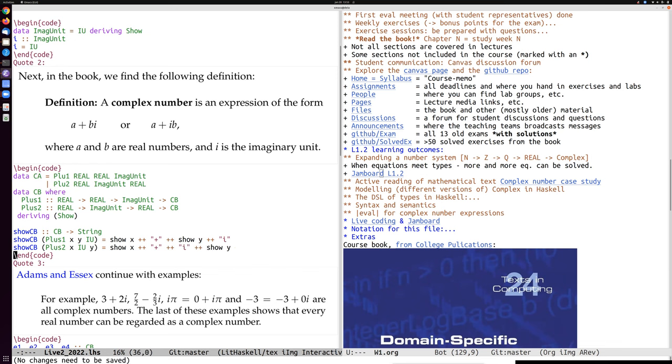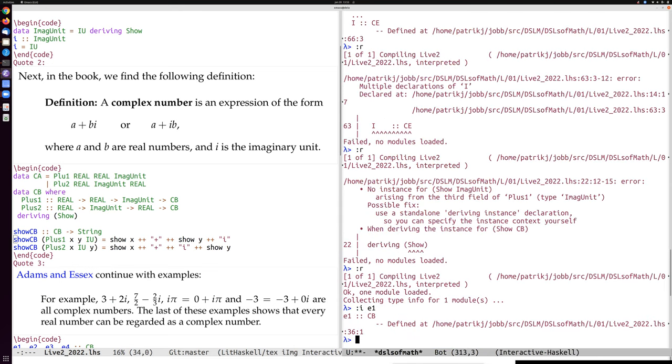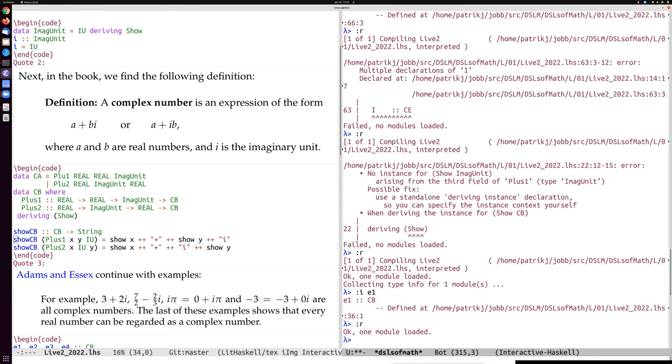Okay, now we've got a data type for it, and let's see if we can load this one. And we can try to define some example. I've got some examples here. So let's move down to quote number three. At least this one type checked, so it probably works. I guess I could already test it. Show CB of plus one, two, IU. Okay, that's 1.0 plus 2.0 i.